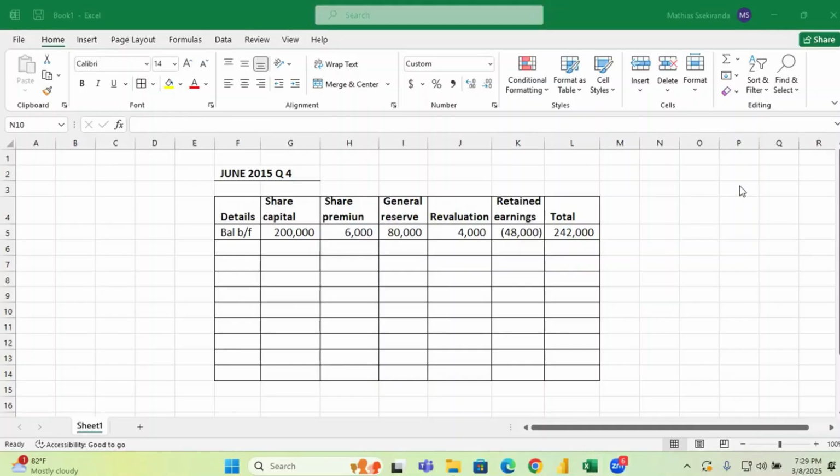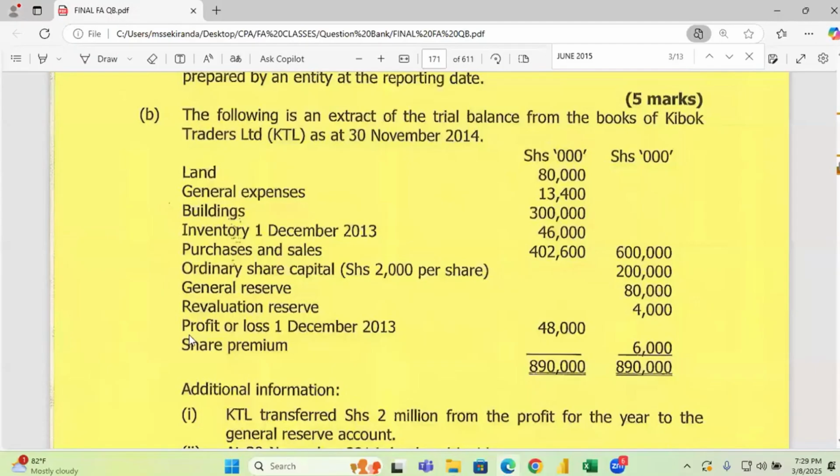Any questions? Excuse me, sir. Yes, please. The profit or loss is what you're calling retained earnings? Yes, this is retained earnings. I told you, if it is given as part of the balances the examiner gave, it is an extract of a trial balance. An extract simply means it is not the entire trial balance, but they just picked up figures of interest.